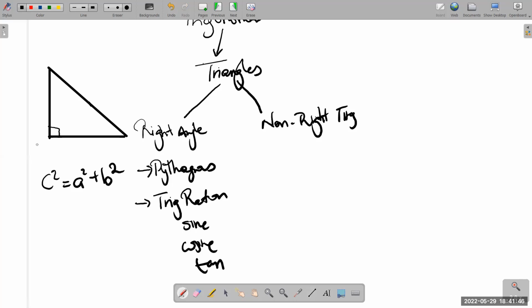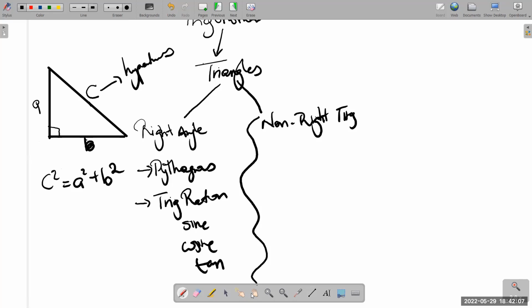Who is always C squared? C is always the hypotenuse, and we should know what the hypotenuse is. And then you have A and B, which are the other 2 sides. It doesn't matter who is the A and who is the B. Everybody with me?